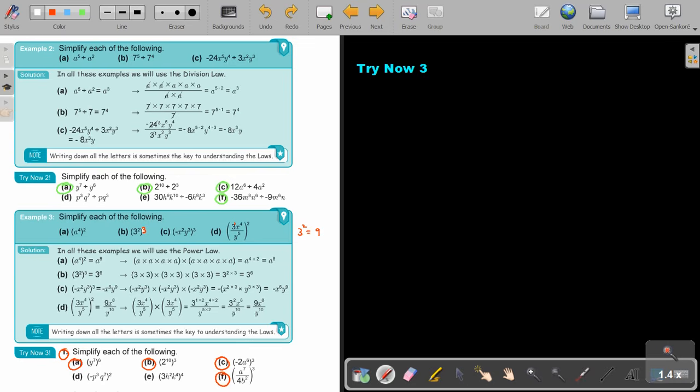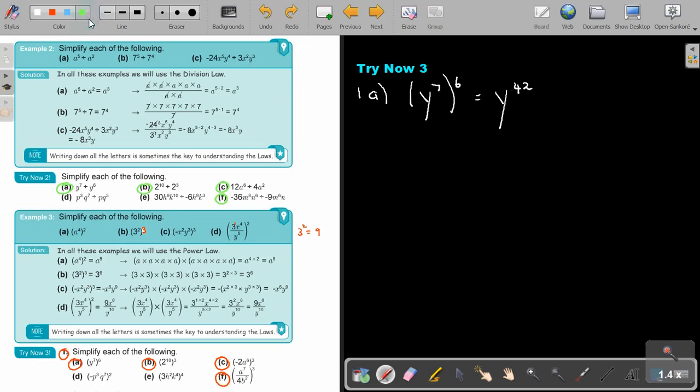Let's start. Number 1A. So this will be y to the power of 7, 6. So that will be y, and in this case it's 7 times 6, which will be 42. Oh, it's not 5, it's 6. Sorry, this was a transcription error.